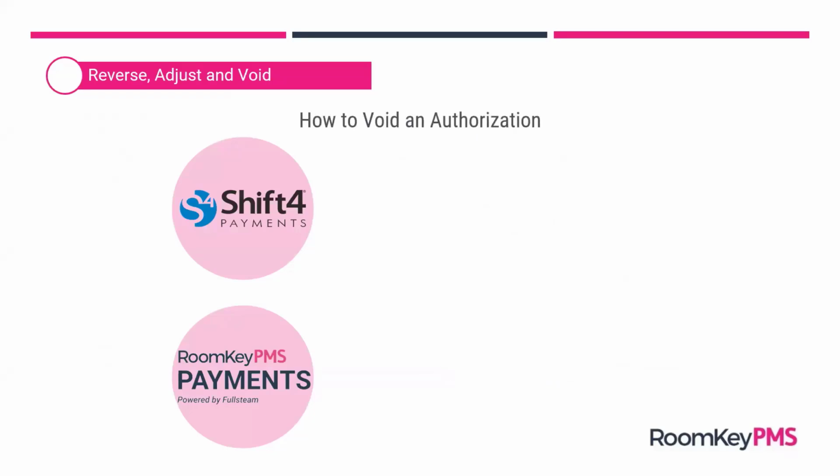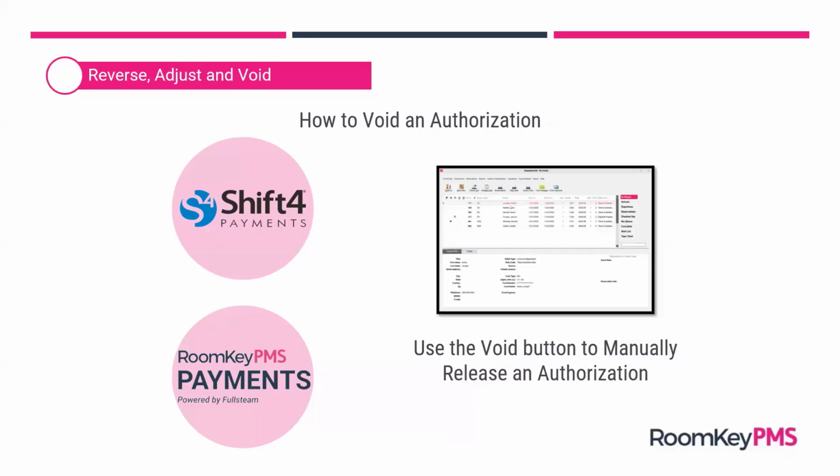Now let's take a look at the void process using an interface system or our embedded solution with Roomkey PMS payments. We have already looked at the ability to settle an authorization. This is going to look at the ability to void an authorization. Let's take a look at this video here that'll show a short recreation of how to do that in Roomkey.